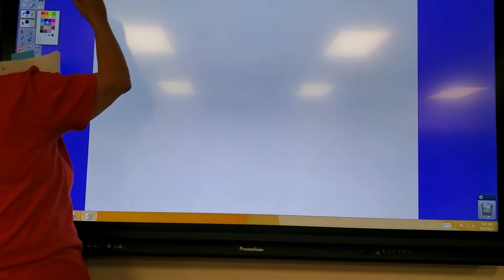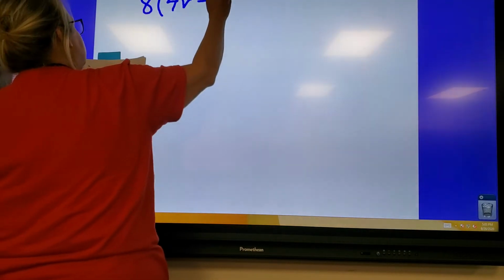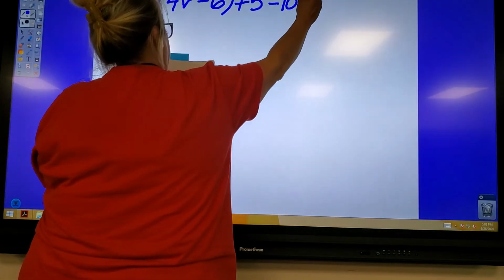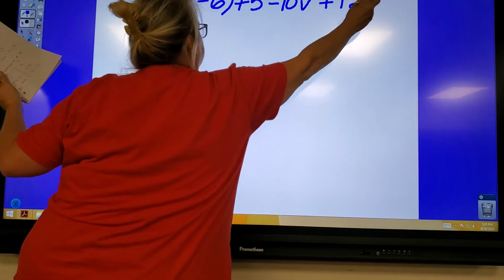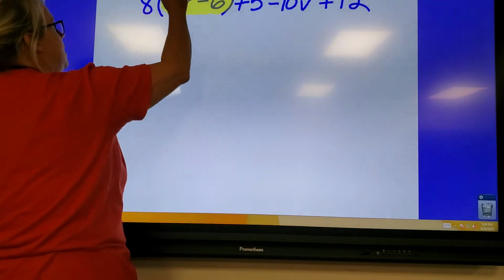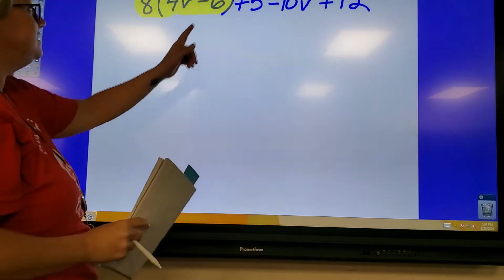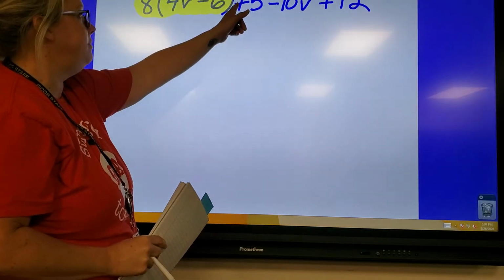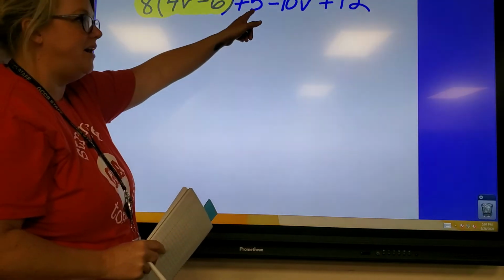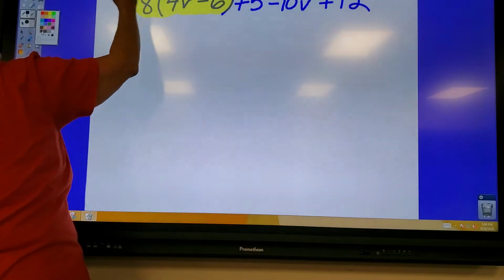Let's practice some negatives. Let's say we have 8 parentheses, 4v minus 6 plus 5 minus 10v plus 12. So concentrate first on your parentheses, what's inside the parentheses, and the number that's directly outside the parentheses. The plus 5, that 5 is being separated by that plus sign. So we definitely know that we want to distribute the 8 and not the 5 because the 8's not being separated by anything. So let's multiply by this 8.